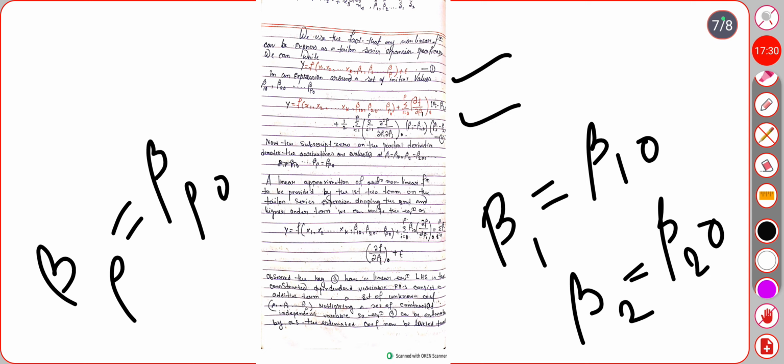Dropping the second and higher order terms, we can write y equal to f of x1, x2, x3, up to xk, beta 1 naught, beta 2 naught, up to beta rho naught, plus the sum of i equal to 0 to rho of beta i minus beta i 0. First order condition: del f by del beta i is equal to the sum of i equal to 0 to rho of beta i into del f by del beta i naught, plus epsilon.